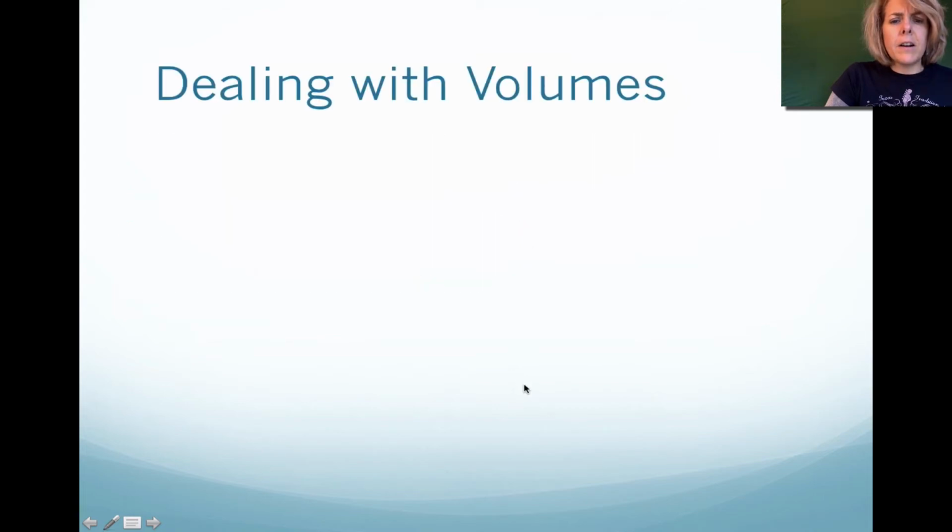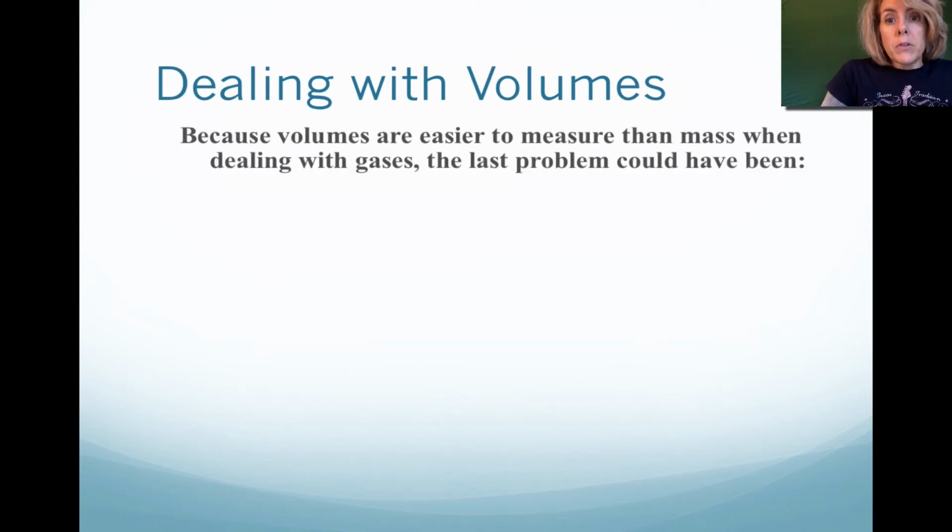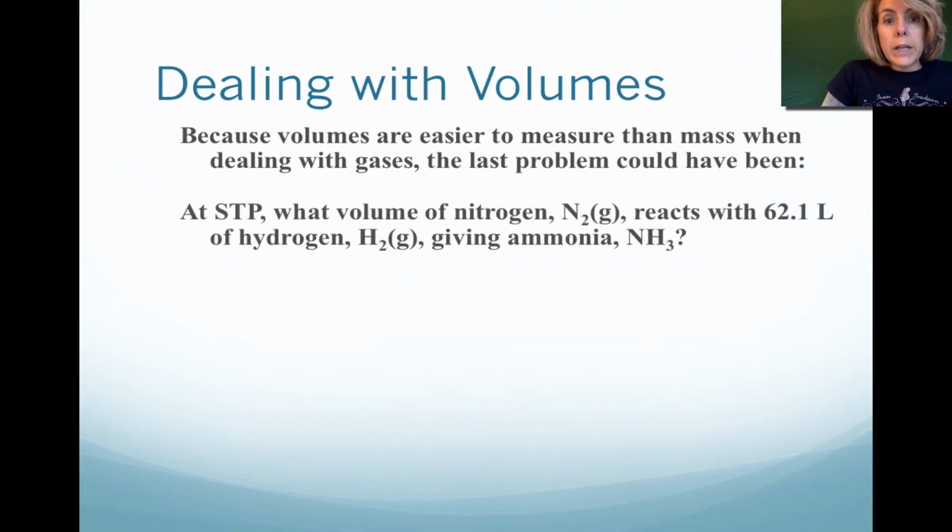Okay, now sometimes we have things that are not in the solid state or the liquid state. We're talking about gases. Because of that, we're going to use volume instead. Volumes are typically easier to measure when you are in the laboratory. So we could actually say at standard temperature and pressure, and I'll talk about that in class, what is standard temperature and pressure. Nitrogen will react with 62.1 liters of hydrogen, giving ammonia.